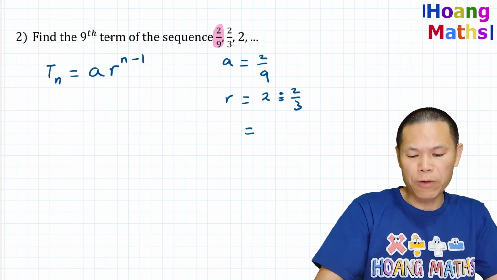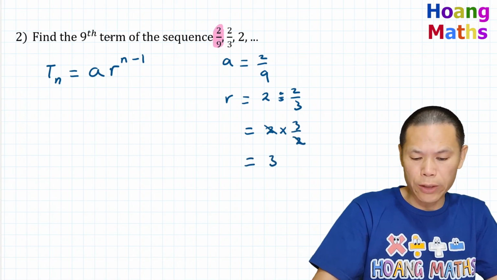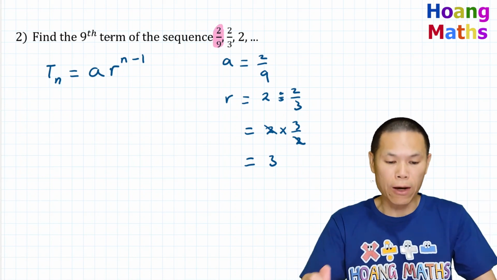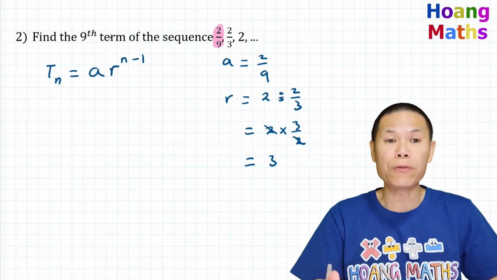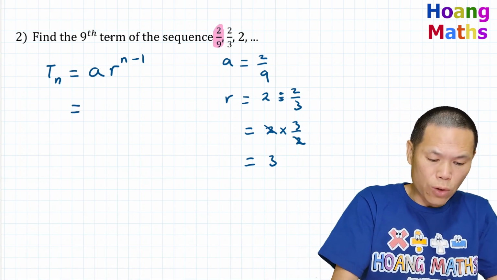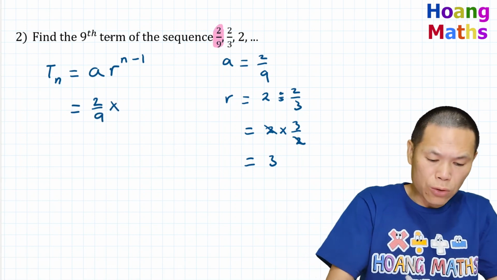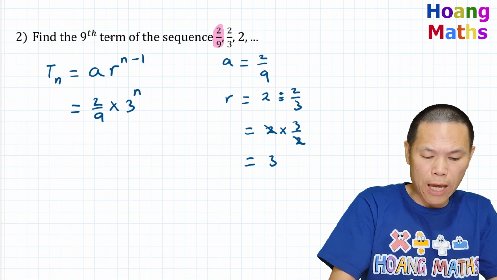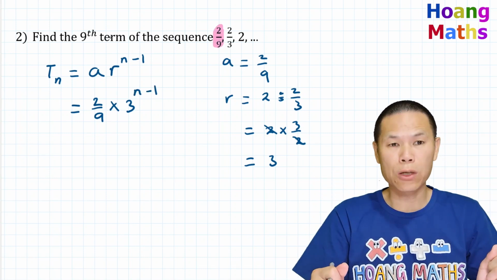So now I just simplify this. That becomes 2 times, we flip the fraction, times 3 over 2. Cancel that, so it equals 3. Otherwise, you can just put down on a calculator 2 divided by 2/3. Okay, you should get the answer of 3. So now we have this. A is 2 over 9, and we times by the common ratio, which is 3, to the power of n minus 1. So there you go, that is the general rule for this sequence here.